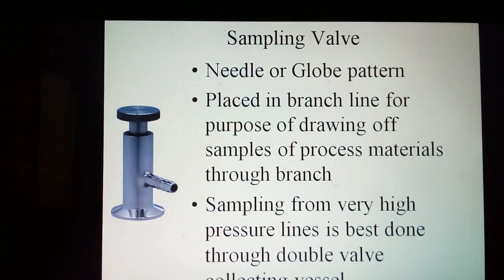Sampling valve. It is a valve usually with needle or globe pattern, placed in a branch line for the purpose of drawing off samples of processed materials through a branch. Sampling from very high-pressure lines is best done through a double-valved collecting vessel. A cooling arrangement may be needed for sampling from high-temperature lines.